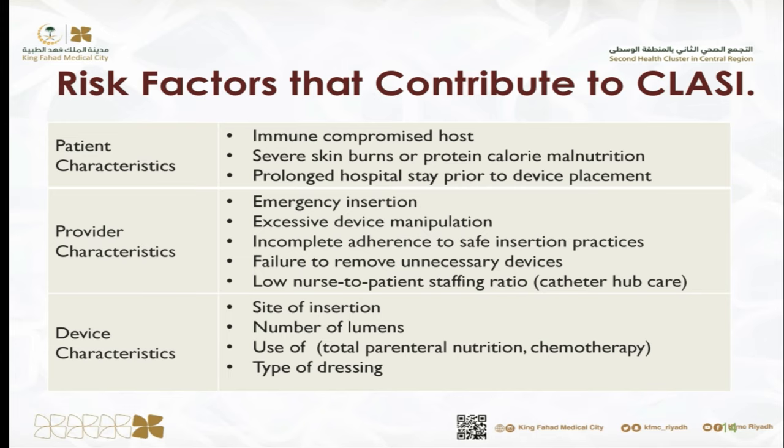Patient characteristics: if the patient is immunocompromised, or malnourished, or has been in the hospital for more than 7 or 10 days. The provider characteristics: if we as healthcare providers are not trained, or whenever there is a high ratio of patients. The device characteristics: if we are using a femoral line site, the risk of infection is higher. If we are using a central line with triple lumen, the risk of infection will be high. Or if we are using TPN, when the TPN is in place, the risk of infection will be high. Or the type of dressing that we are using, if we are using gauze dressing, the risk of infection is very high.